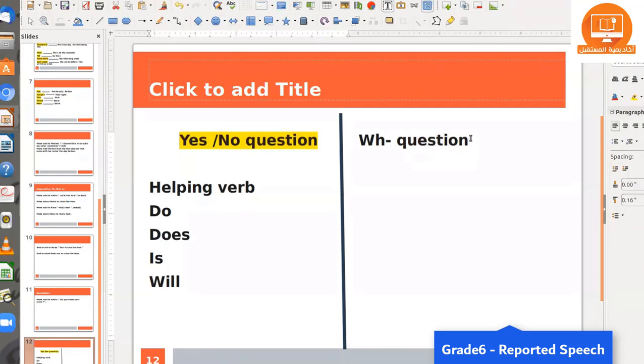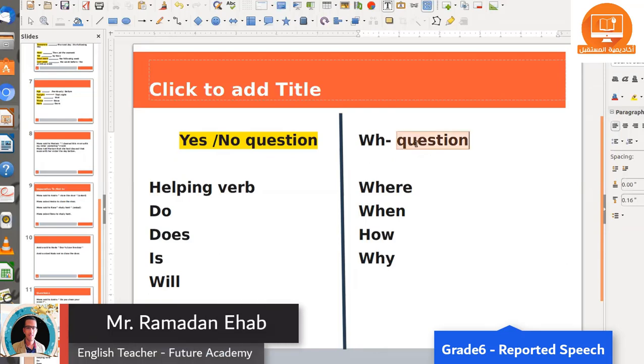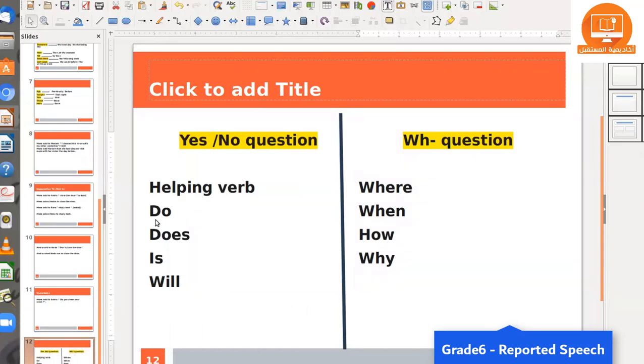Okay, WH question, like one that starts with what, where, when, how, why. This is called WH question. So yes or no questions are questions associated with a helping verb: do, does, is, will. WH questions: where, when, how, and why. Any problem with this? No. Okay.